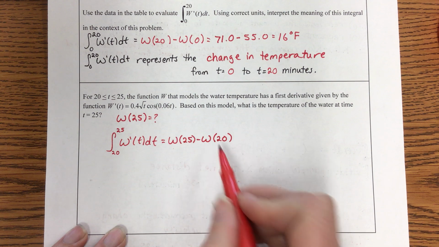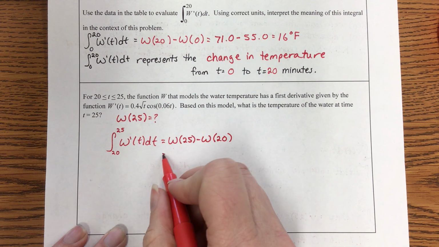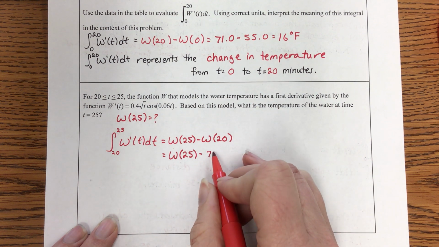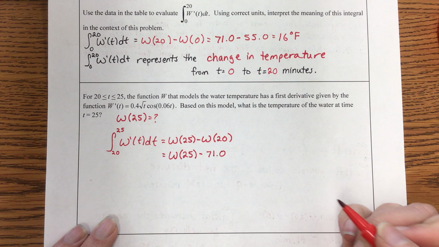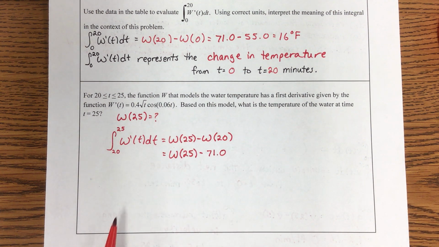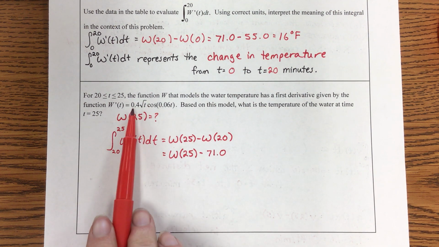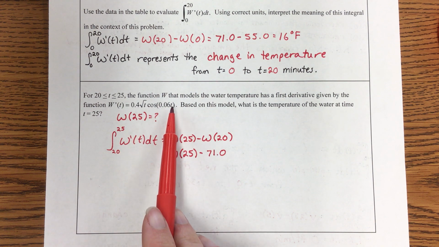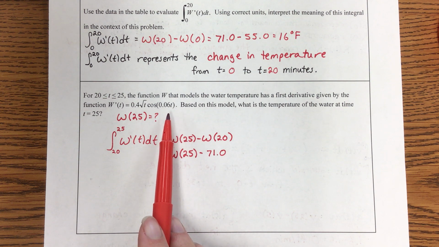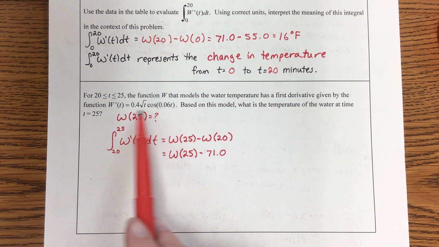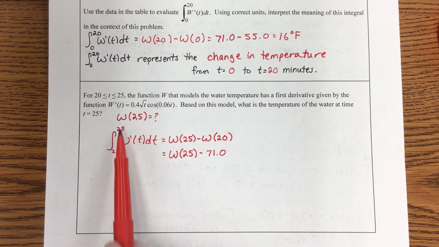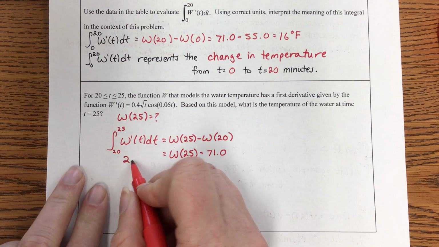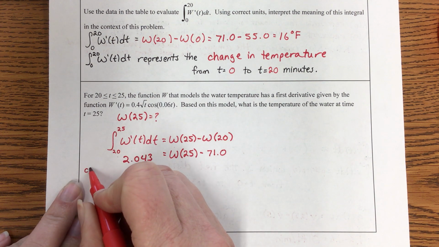Okay, we do not know W of 25, so that goes here. Minus W of 20 is 71.0. Now this guy over here, that's gross. What do we do with it? Well, we have a function. We as human beings cannot calculate this integral, but our calculator can. Our calculator, if you plug this into the Math 9 bit and use T equals 20 and T equals 25, you get 2.043. We used a calculator.